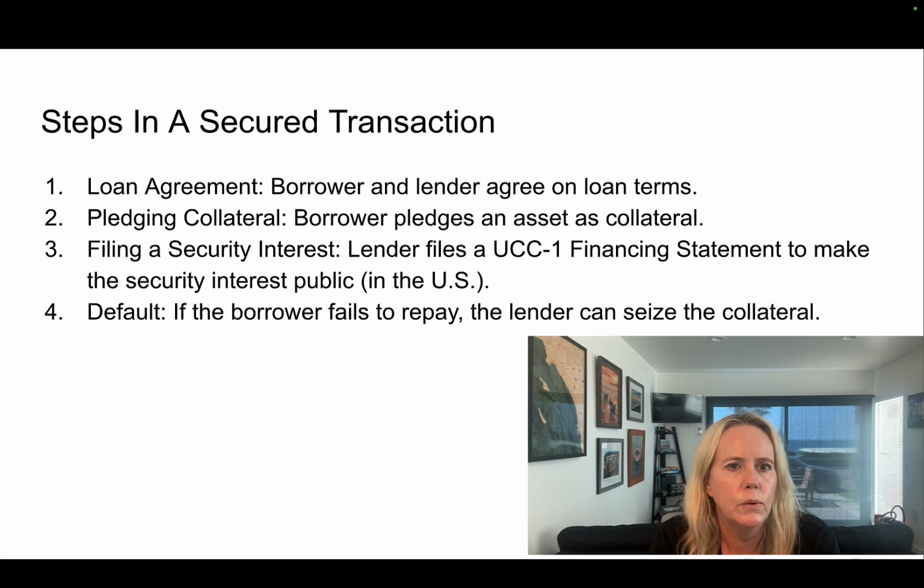In order to create a secured transaction, we have a loan agreement where the borrower and the lender agree on some kind of loan terms. The borrower then pledges the asset as collateral for the loan. The lender files a financing statement to make the loan interest public, or putting the world on notice. Again, more about that later. And if the borrower fails to repay, the lender can seize the collateral in what's called a default process.